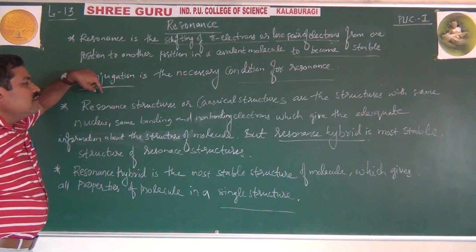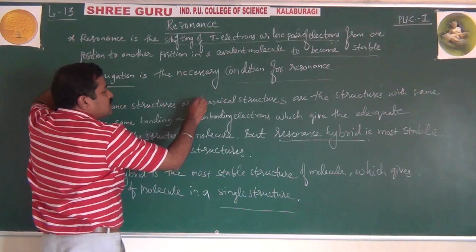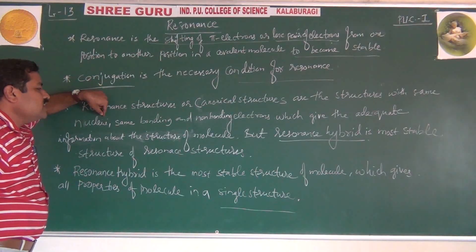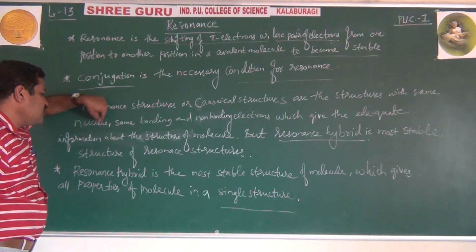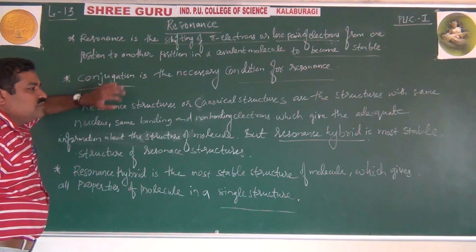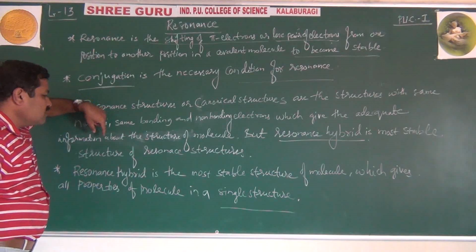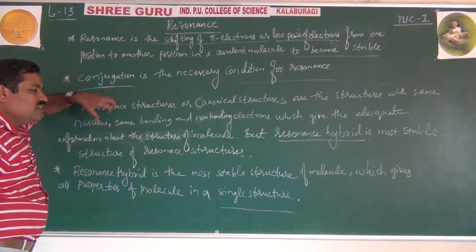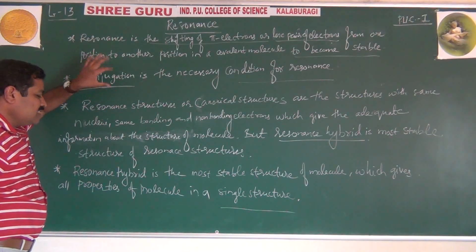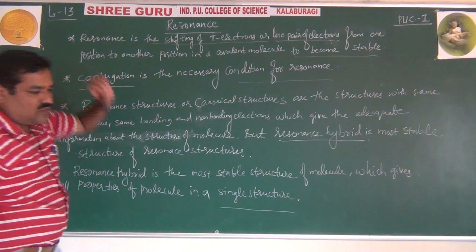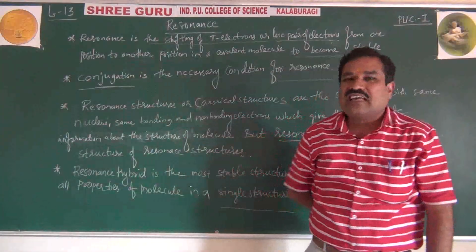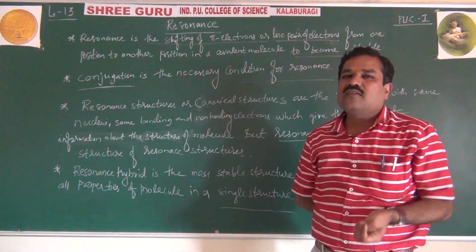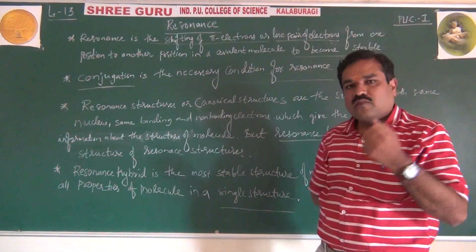What are resonance structures? Resonance structures are also called canonical structures. Canonical structures are the structures which are same with respect to nuclei, same bonding and non-bonding electrons, which gives adequate information about the structure of the molecule. But out of them, the resonance hybrid, the last one, is the most stable structure of the resonance structures. But what is the resonance hybrid? It is also the most stable structure of the molecule, which gives all the properties, all the characteristics as a whole for a molecule. Therefore, resonance characterizes the bond properties in a molecule.